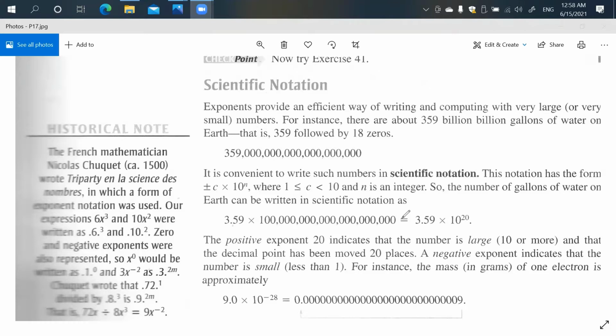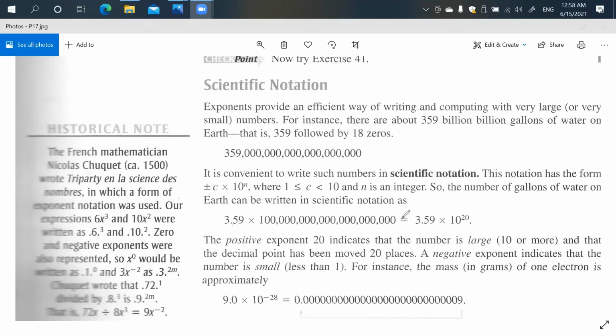Last period we learned exponents, but now this is another kind of exponents, in the scientific notation pattern. When are we going to use this one? When the number is very large or very small.